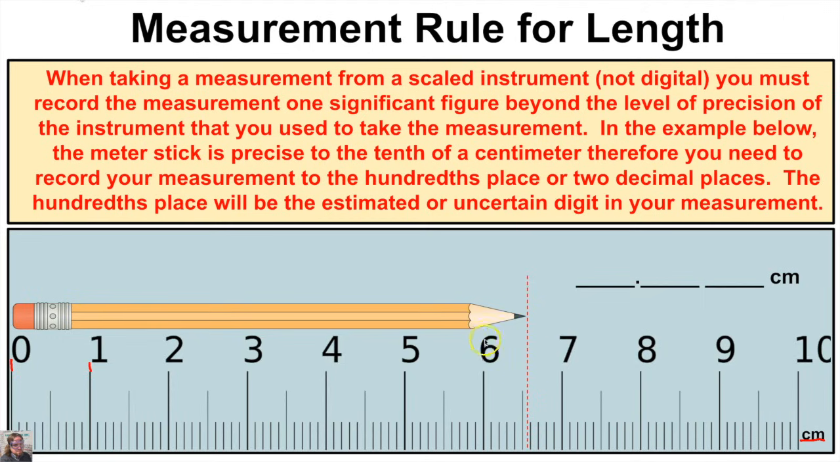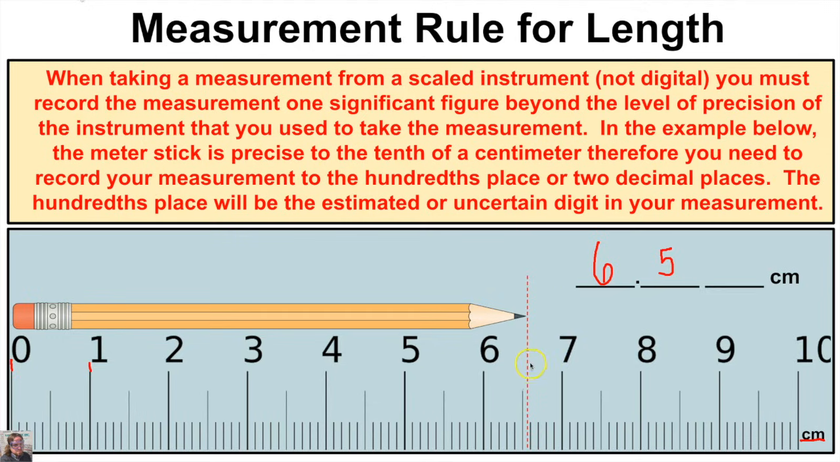So if we take a look, we know with 100% certainty that this pencil is at least 6 centimeters. It's not quite 7. So we'll go ahead and put a 6 right here. Furthermore, we can see it's 6.1, 6.2, 6.3, 6.4, 6.5, but it's not quite 6.6. So we know with 100% certainty that this pencil is 6.5 centimeters in length.